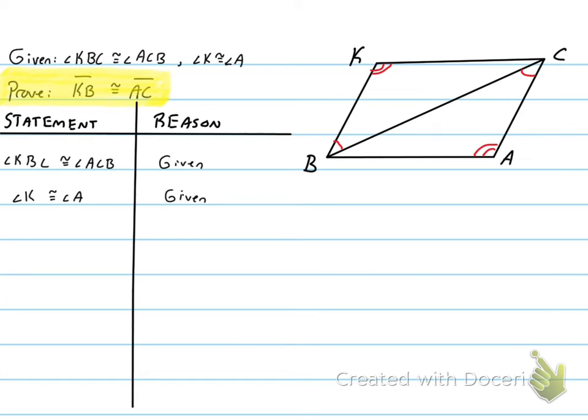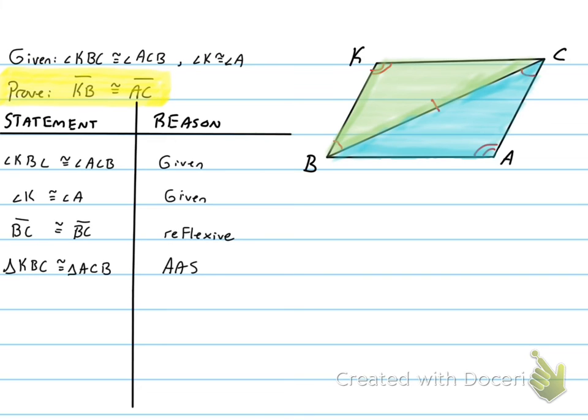So let's start with our givens. I have two angles congruent. I really just need one more piece here to prove that the triangles are congruent. I see that they share side length BC, so I'm going to say BC is congruent to itself by the reflexive property. And now I have enough to say that triangle KBC is congruent to triangle ACB by the angle, side, angle theorem.